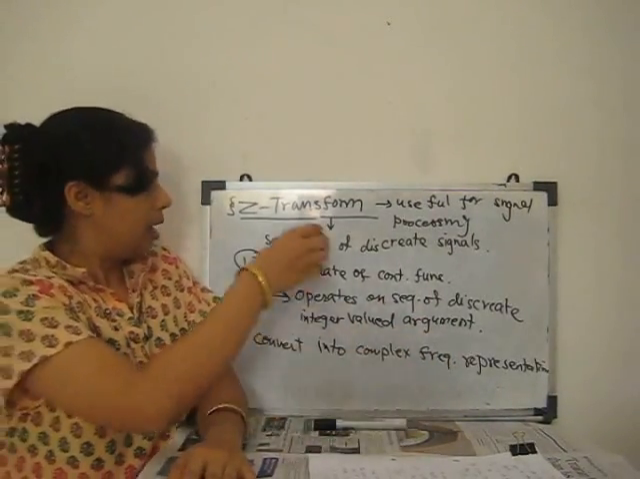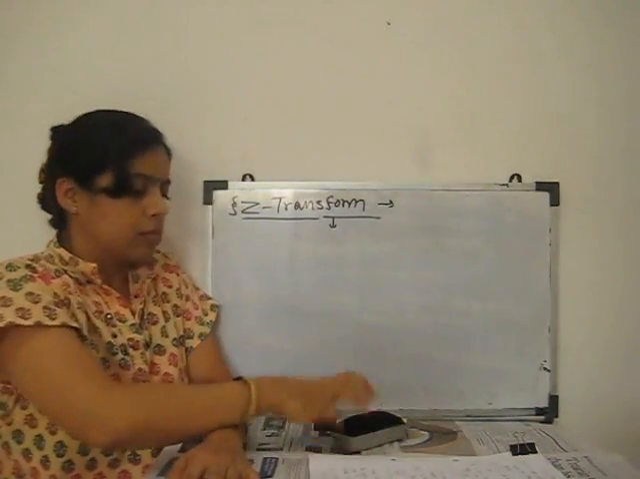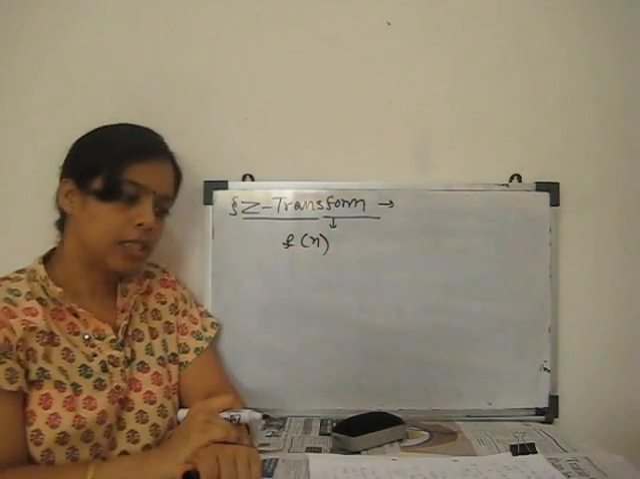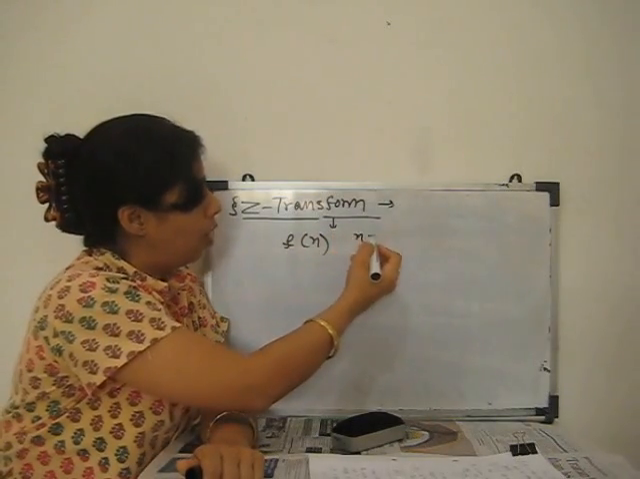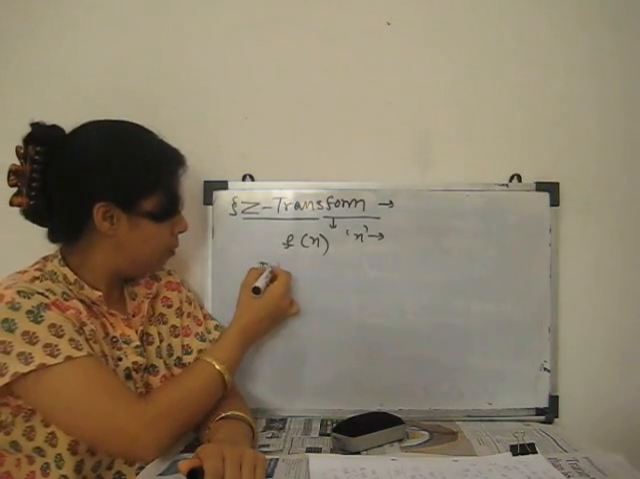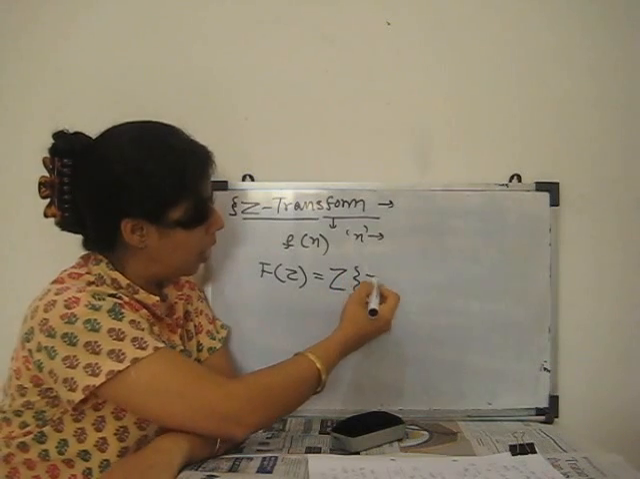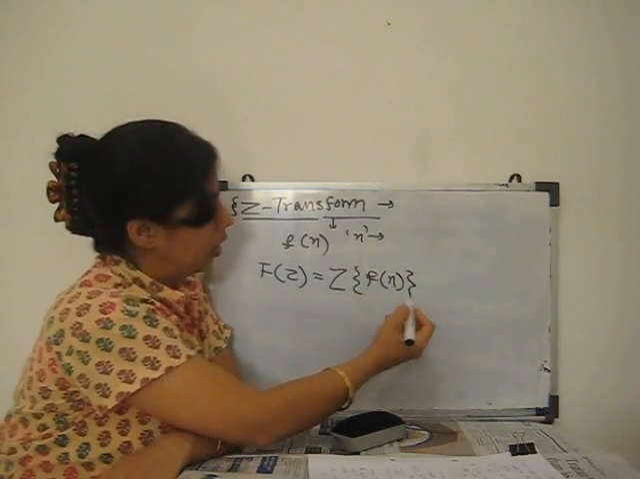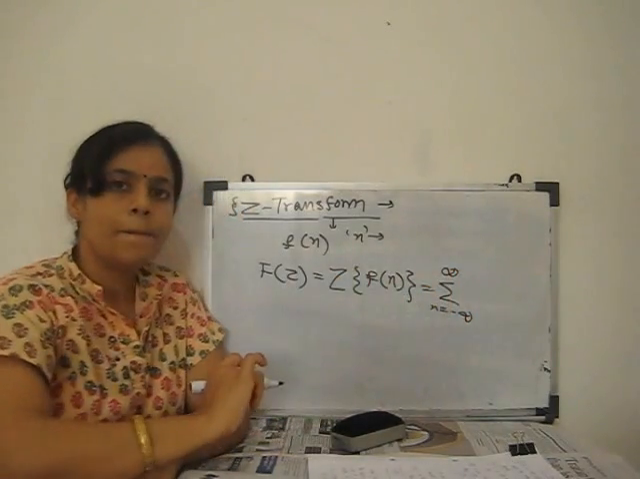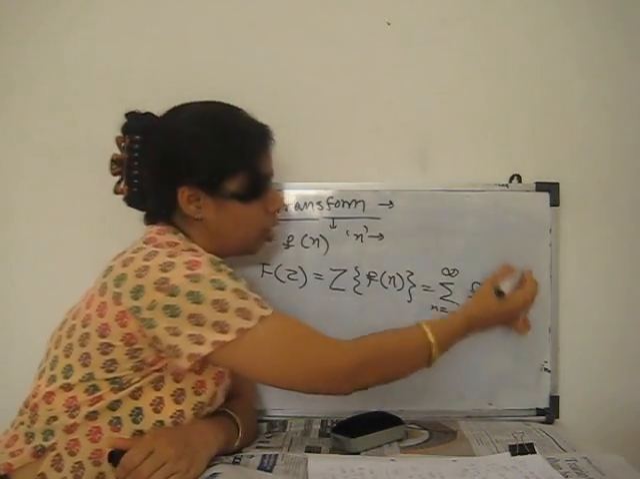What is the Z transform? Let us see. If Fn is a sequence defined for all values of n from minus infinity to plus infinity, then F(z) is called the Z transform, or we can say Z of Fn is the summation, n going from minus infinity to plus infinity, of Fn times Z to the power minus n.